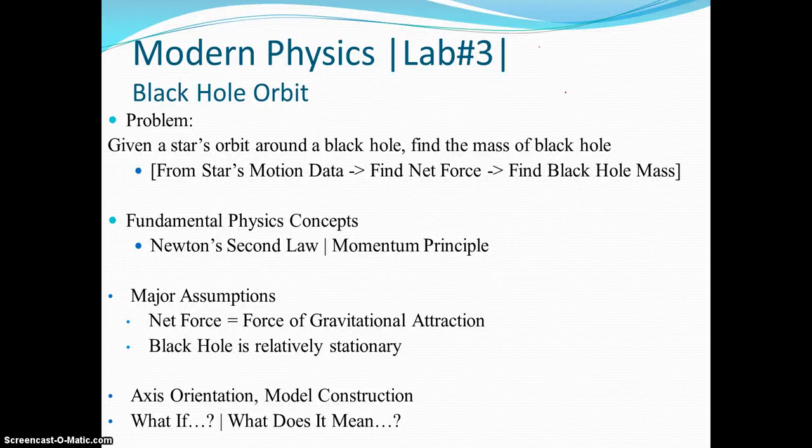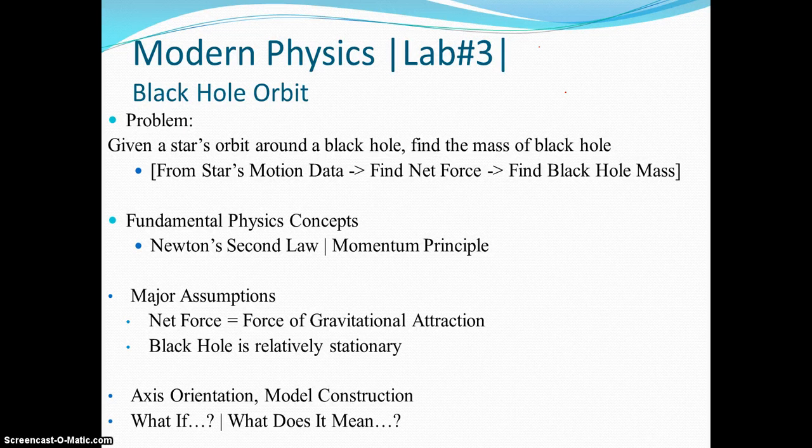Welcome to Modern Physics Lab number 3, Black Hole Orbit. So we're given a star's orbit around a black hole and we need to find the mass of this black hole. So we're going to take a star's motion data, find the net force from that data, and then use that to find the black hole's mass.